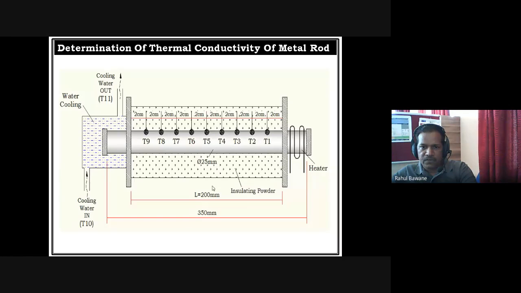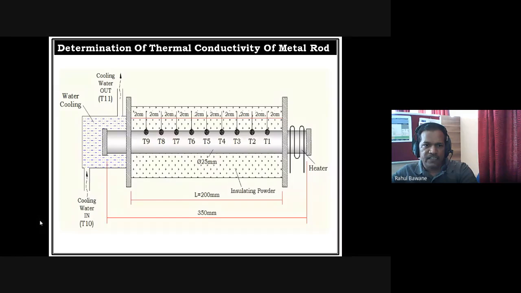Meanwhile, the test length of 200 mm is completely covered with insulating powder, so it is assumed that radial heat loss is zero. But in actual practice that is not the case, because no system can be a perfect insulating system. T10 is the water inlet temperature and T11 is the water outlet temperature. Likewise we have to monitor our supply voltage and current, then measure the temperatures T1 to T11.